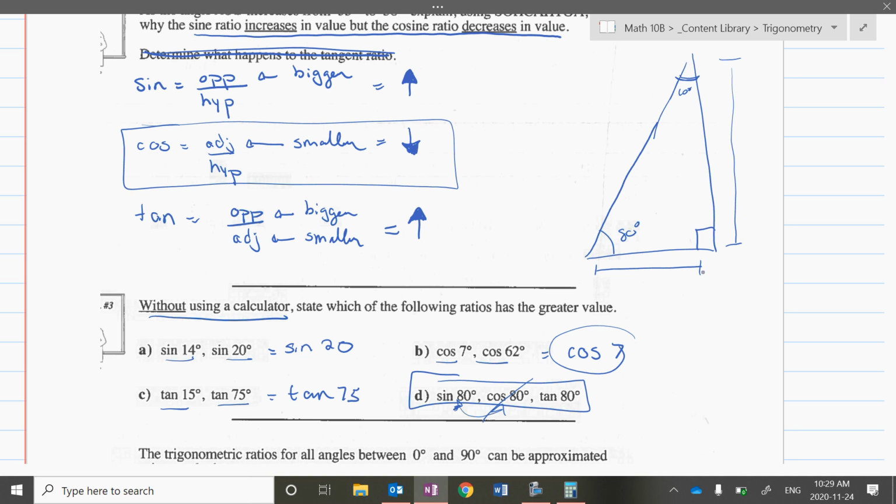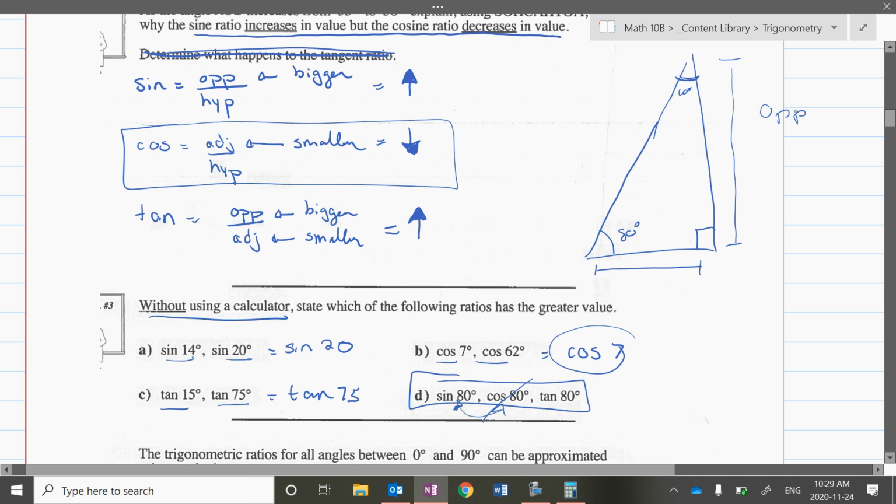But then I'm looking at my tangent, which is my opposite divided by my adjacent. My adjacent side is smaller than my hypotenuse. Do you guys agree?